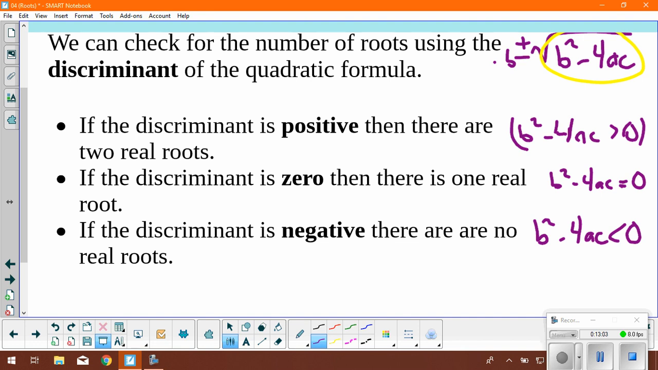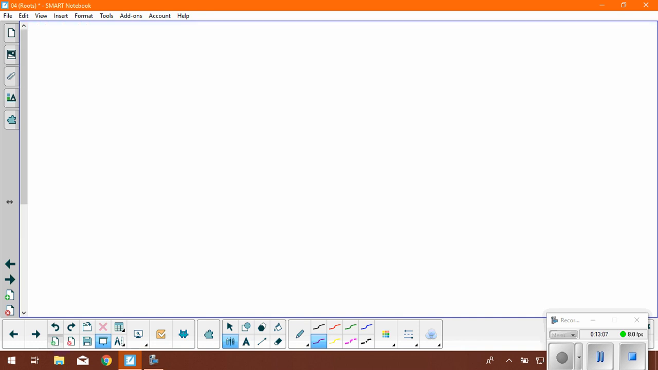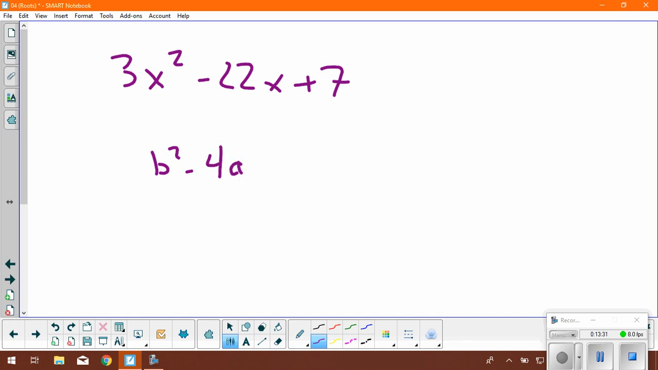Okay. So again, just to refresh that one more time, that original thing that we factored, right? We had 3x squared minus 22x plus 7. If I wanted to know how many roots it had, but not actually solve for them, I would just quickly do that calculation, right? b squared minus 4ac, and see what we get.